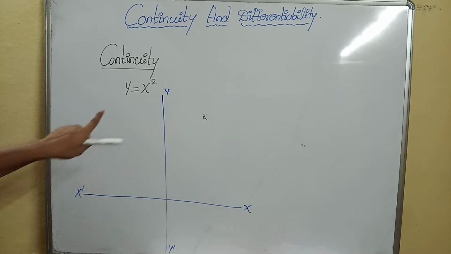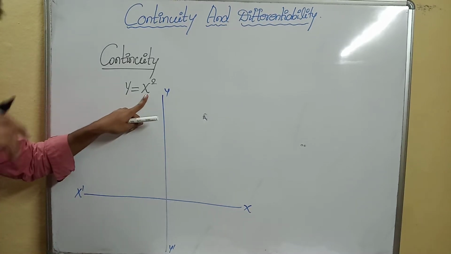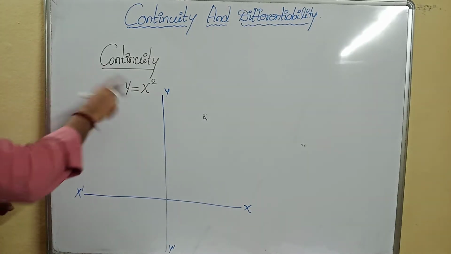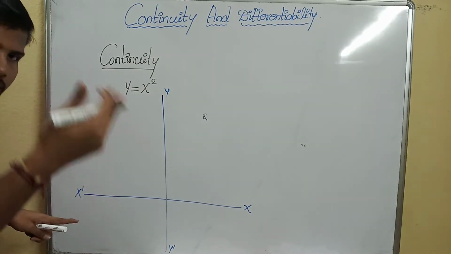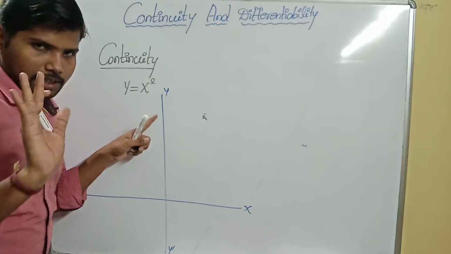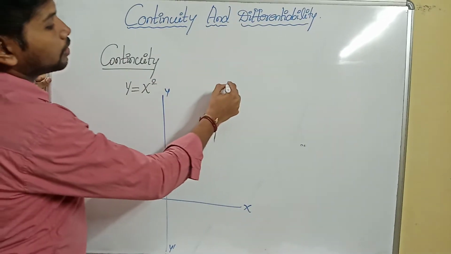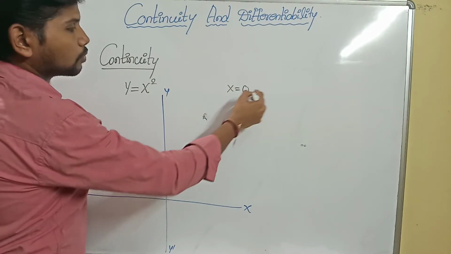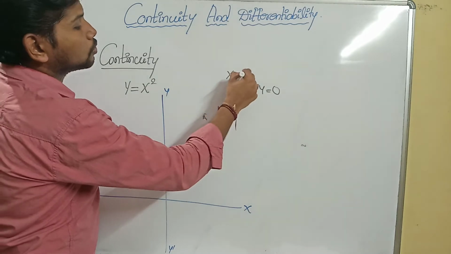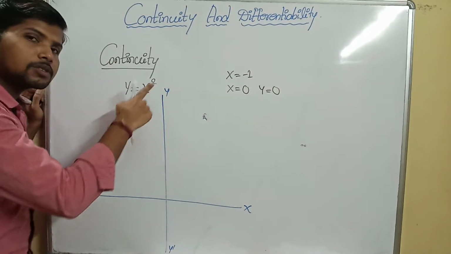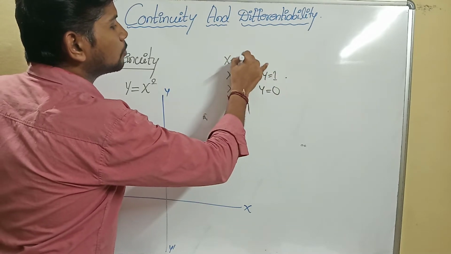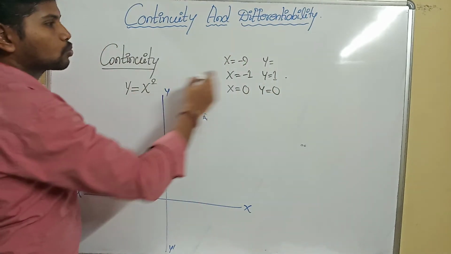I'll take one more example, y is equal to x square. X square is a particular function. We are defining the continuity of a particular function. The last one, y is equal to x, is also a function. Y is equal to x square is a square function. Got the point clearly? Whenever x is equal to 0, y will be 0. Whenever x is equal to minus 1, what is minus 1 square? Y is equal to 1.